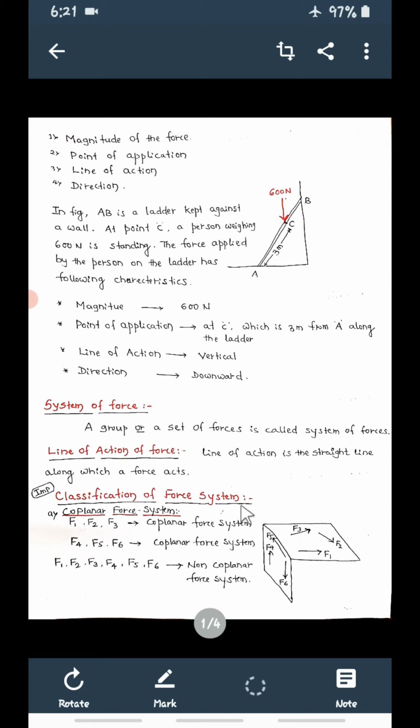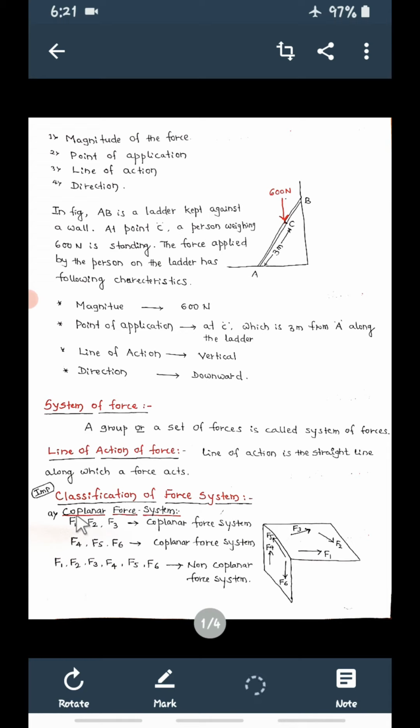Now the next important term is classification of force systems. How are we going to classify the force system? There are basically these classifications: coplanar force system, non-coplanar force system, concurrent force system, non-concurrent force system, collinear force system, and parallel force system. These are the classifications of force systems.